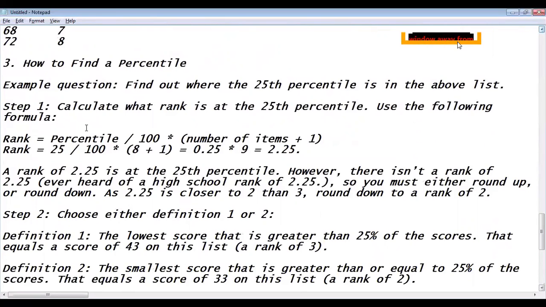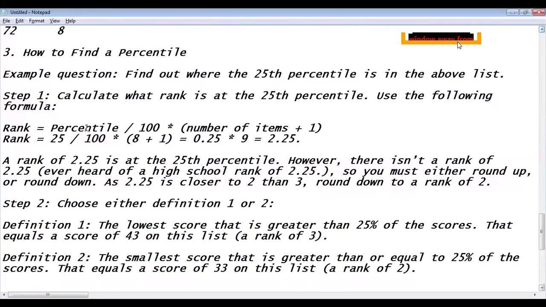Choose either definition 1 or 2. So now you have to choose either definition 1 or definition 2. Definition 1 is the lowest score that is greater than 25% of the scores, which equals 43. So the lowest score just above the second rank is 43.